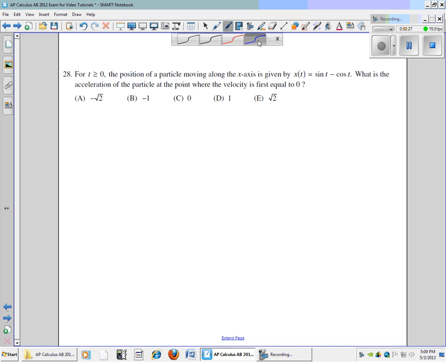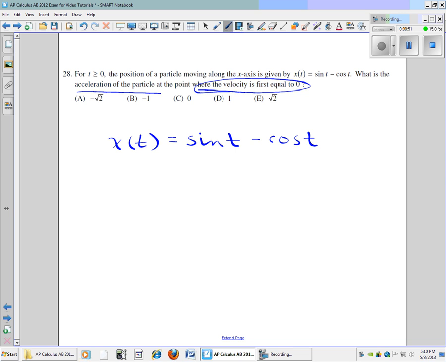So let's begin with what we know. We're given x of t, which is the position function. It's equal to the sine of t minus the cosine of t. And we're going to be asked to find what is the acceleration of the particle. Well, it also says where the velocity is first equal to 0. So we've got to find the derivative of the position to find velocity. We'll then eventually go to the derivative of the velocity to find the acceleration. And that's where we're headed.